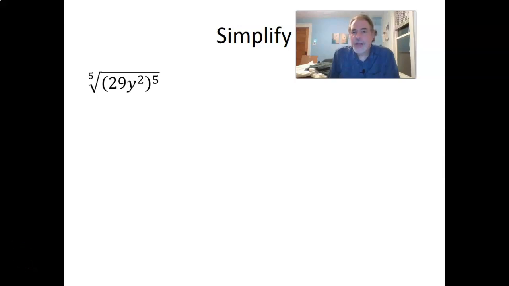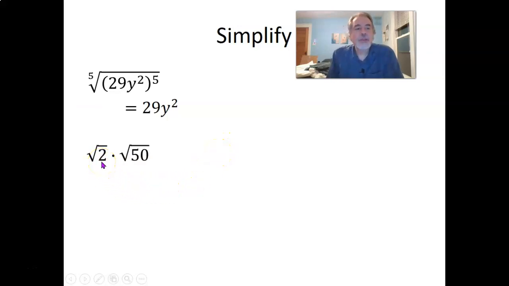So hi, in this video we're going to be simplifying some radical expressions and talk about how that works. So the first example is a pretty easy one. It's asking us for the fifth root of 29y squared to the fifth power. And what makes that easy is that the fifth root just undoes the fifth power and gets us back to 29y squared. If you take anything to the fifth power and then take the fifth root of that, you're back where you started.